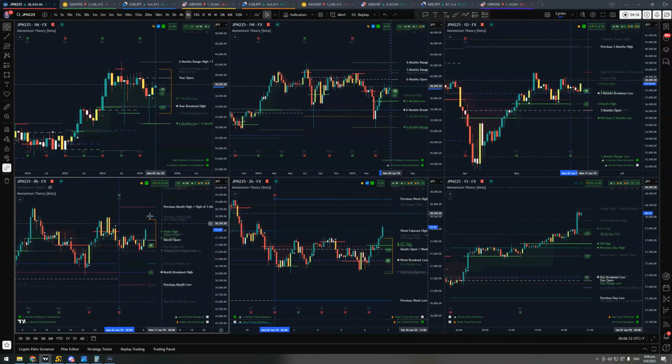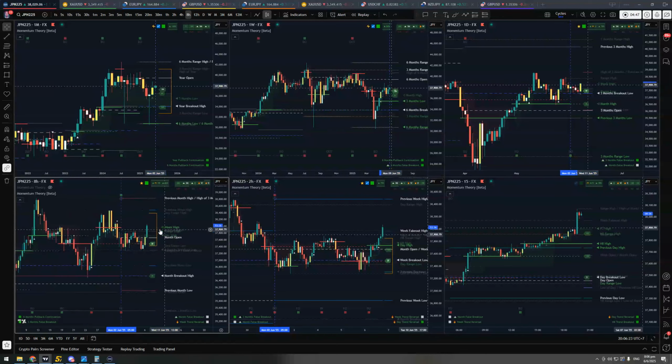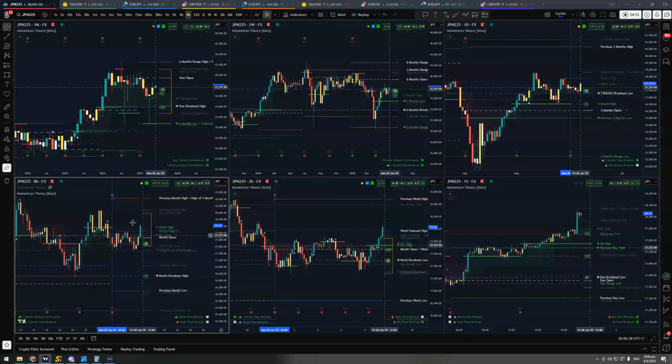If you're looking for breakouts, you'd want to see price get up to this previous week high. If you're more of a fake out trader, then you want to see price come down and fake out that previous week low. In this case, this is going to be on the H8. Each one of these bars are H8 time frame bars.